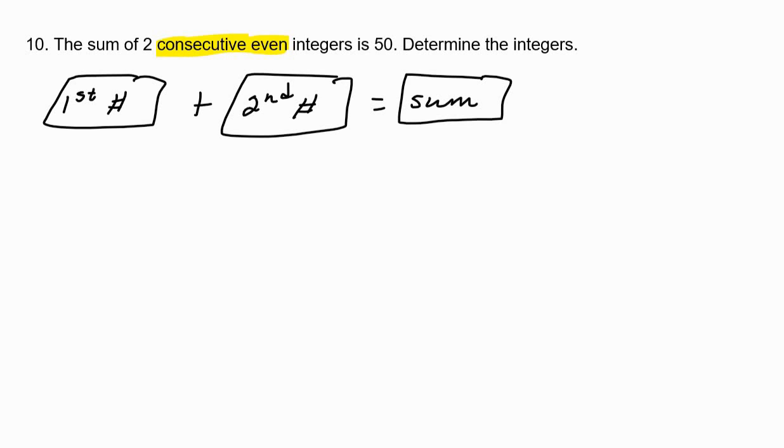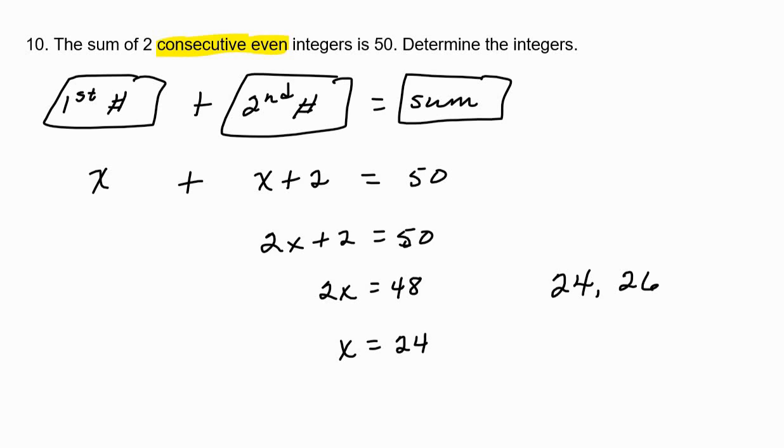Okay, so there's kind of a roadmap for where my thinking needs to go. All right, I've got the first number plus the second number, and that's going to give me my sum. I don't know what the first number is. I'm going to call it x. I know that the second number is 2 more than the first, right? Because they're consecutive even. So that second number is 2 more than the first number. So when I add those two numbers together, I get a sum of 50. So let's go ahead and solve that equation. Okay, so my numbers are 24 and 26.